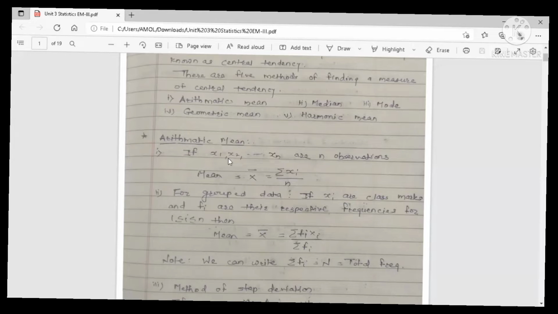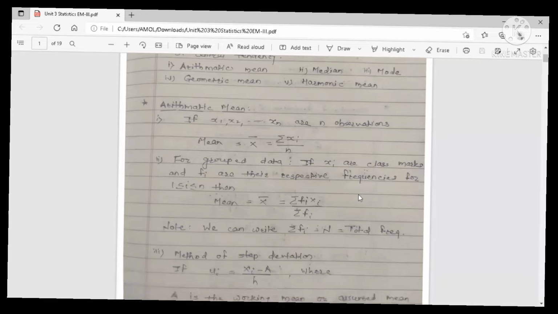See, if x1, x2, x3 up to xn are n observations, then the formula to find the mean is x bar equal to summation xi upon n. Meaning you add all the n observations and divide by n. So you will get the arithmetic mean for those n observations.